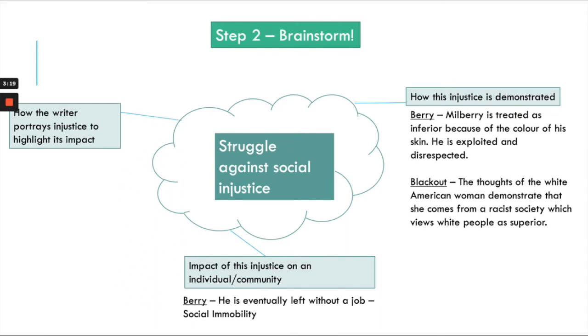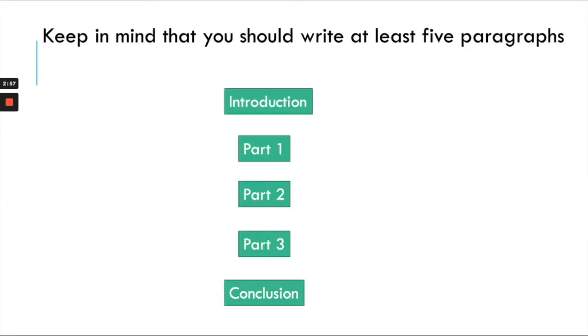And finally, the techniques. Now, CXC will word this differently every time, but in most cases, the last section is always going to ask you about the techniques. So how the writer portrays injustice to highlight its impact. In Barry, we have irony. In Blackout, we have contrast. Of course, when we write our essay, we are going to elaborate a little more on those.